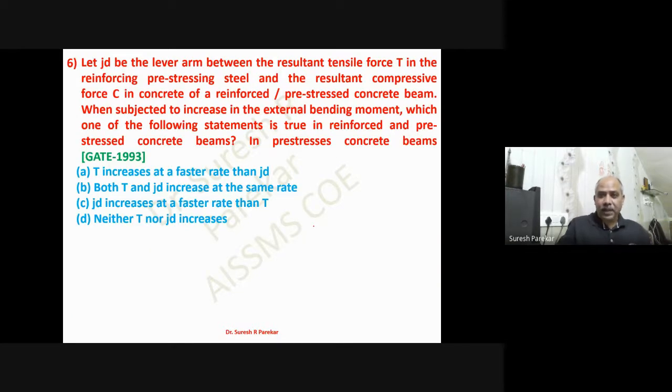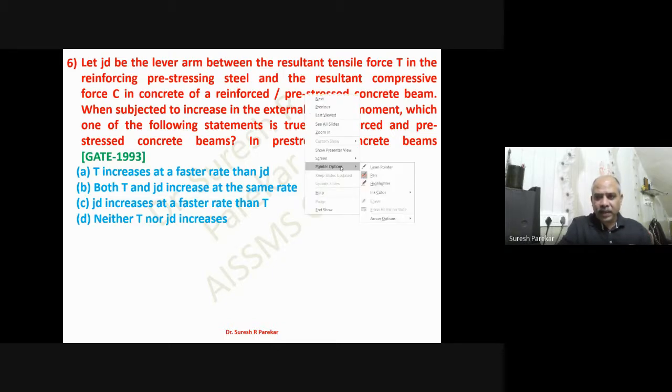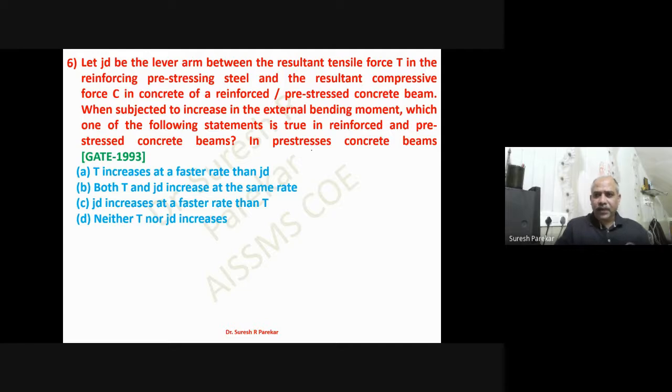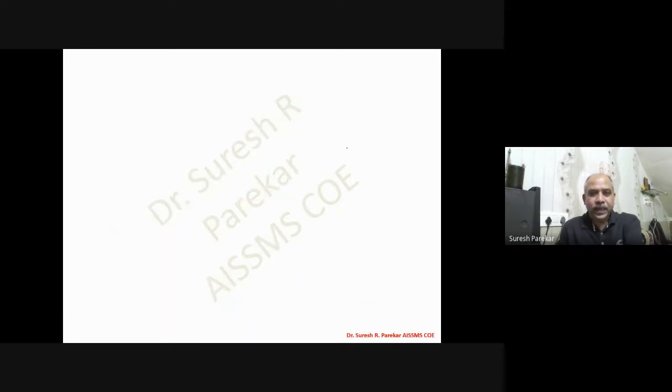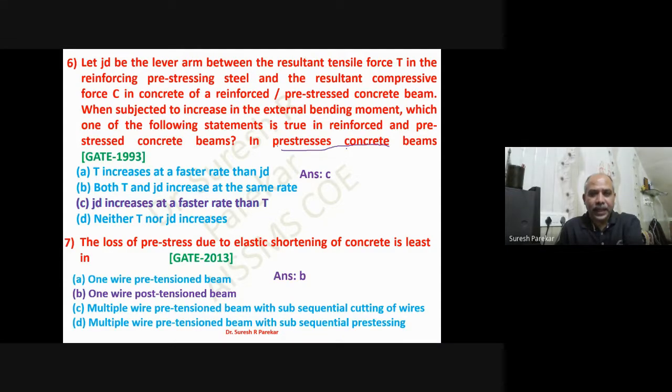Then, as I just mentioned, in reinforced concrete we are going to get that T increases faster than JD, but if we talk about pre-stressed concrete, our T is about constant, and then JD increases faster than T. So option is C. Then, the loss of pre-stress due to elastic shortening. If we have one wire, then our loss is minimum. So the option we have is option B.